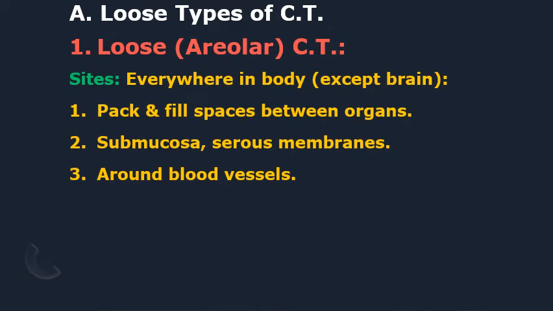It's present everywhere in the body except the brain. It packs and fills spaces between organs, is present in the submucous and the serous membrane, and is present around the blood vessel. Why is the loose areolar connective tissue not present in the brain? As you know, the brain is a very soft structure that's surrounded with hard bone. There's no space to accommodate fluid. If there is any space to accommodate fluid, this will press on the brain and lead to severe injury of the brain. That's why the brain does not contain loose areolar connective tissue.